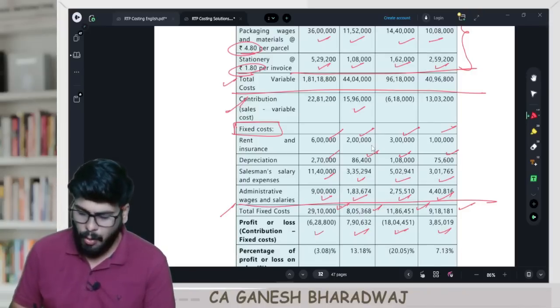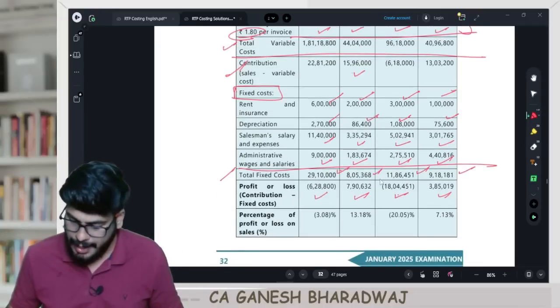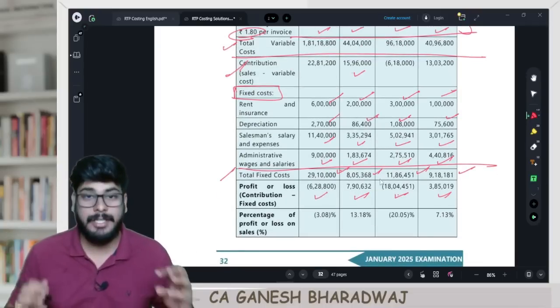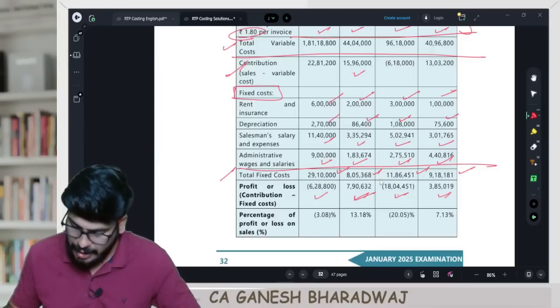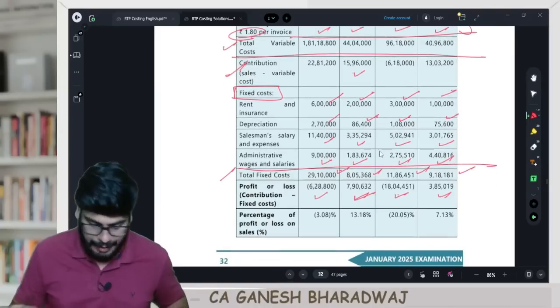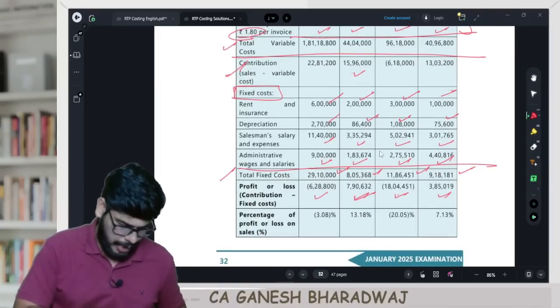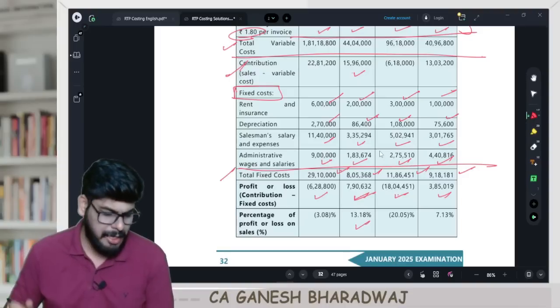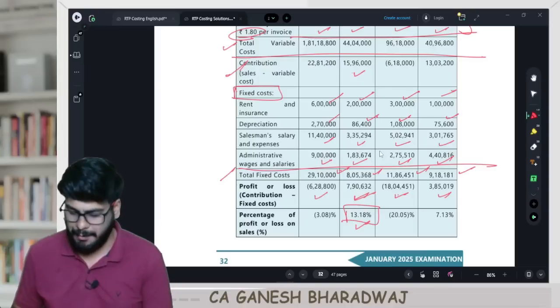If you add up the three, overall the company is making a loss of 6,28,800. Now you express this profit or loss as a percentage of sale. So for product A, it's going to be 790,632 divided by 60 lakhs. So how much is that? 790,632 divided by 60 lakhs. That's going to be 13.1772 percentage. Roughly it's 13.18 percentage.